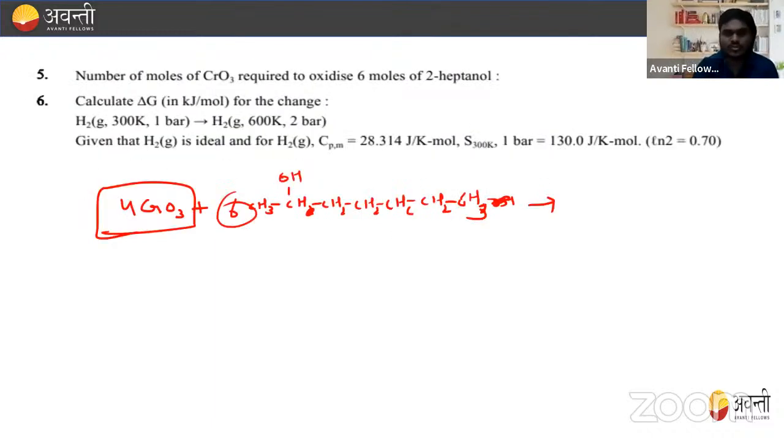Now, what is the next question, beta? This question is totally from thermodynamics, right? So let's see the question. Calculate the delta G, that is the Gibbs free energy, for this reaction. Calculate the delta G in kilojoule per mole of the reaction, with H2 at 1 bar and H2 at 2 bar. H2 is an ideal gas, CPM is given, and the entropy at the temperature is also given.